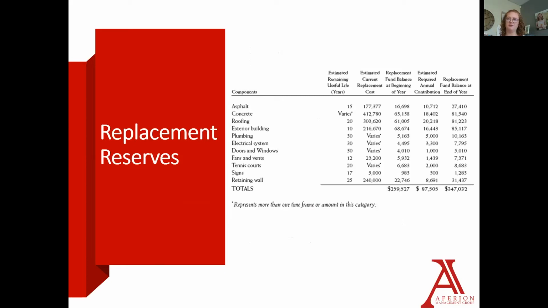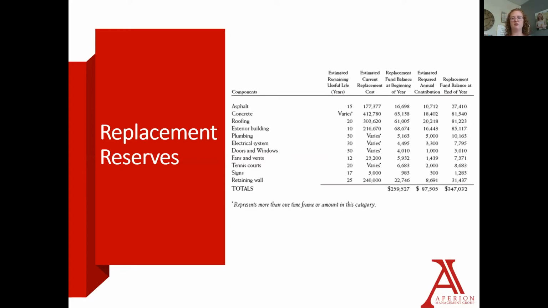And your replacement reserves. This is a very basic understanding of what your reserves look at. Your reserves are going to look at every asset that your community owns. It could be anything from asphalt to concrete to roofing to play structures. You could own buildings. If you're a townhome, you might be responsible for exterior maintenance of those buildings. And so your components are going to be the things that your association is responsible to maintain. And that list is going to be in line with what your CC&Rs say. So your CC&Rs are going to establish what those requirements are.